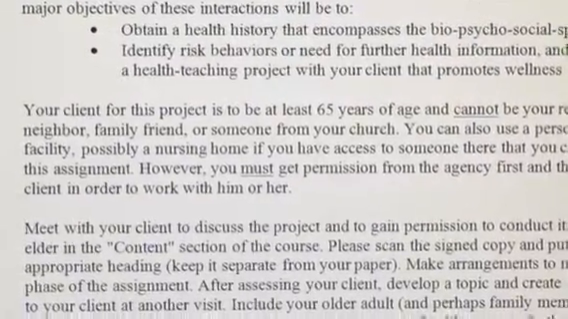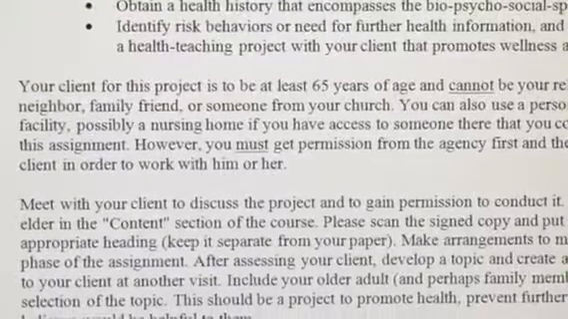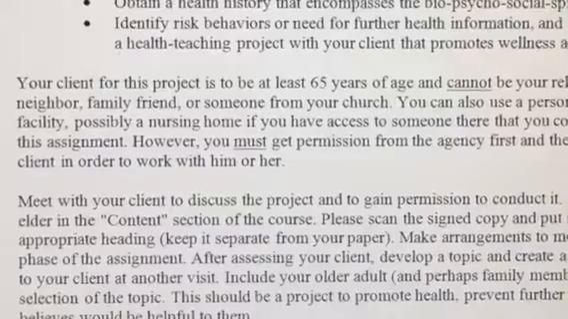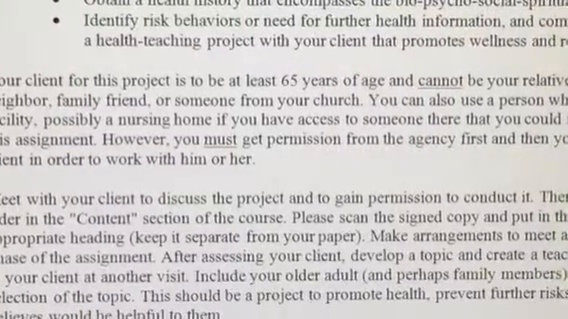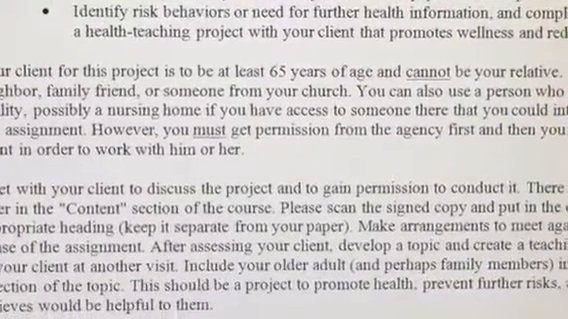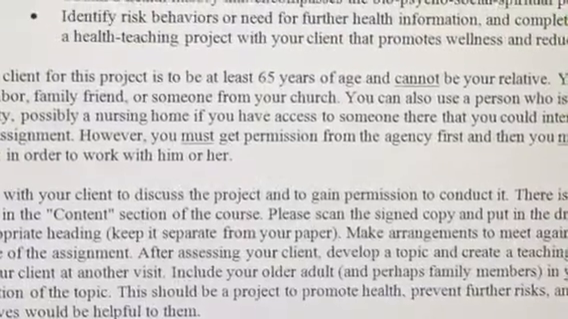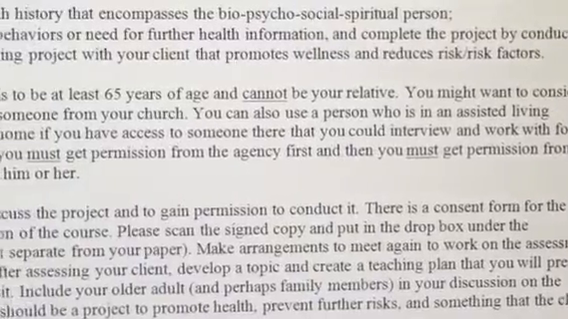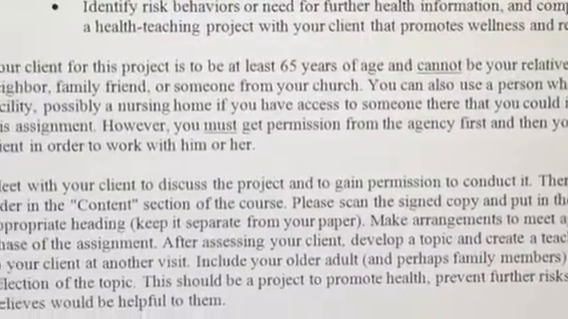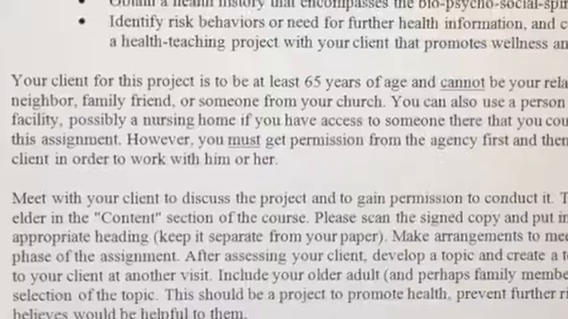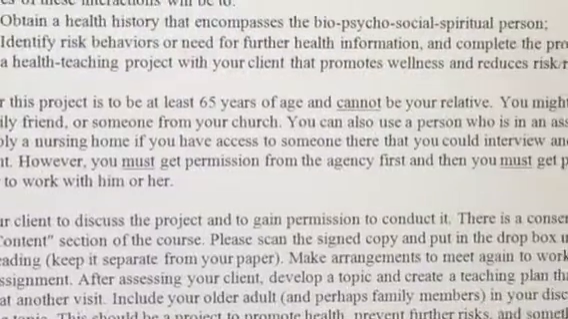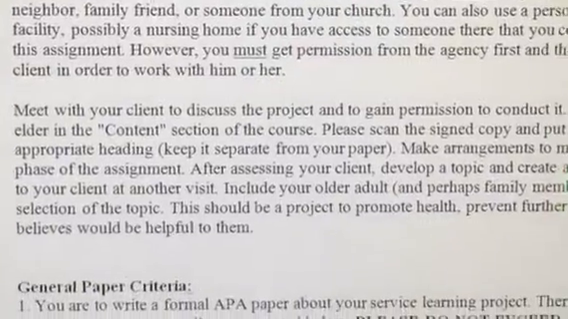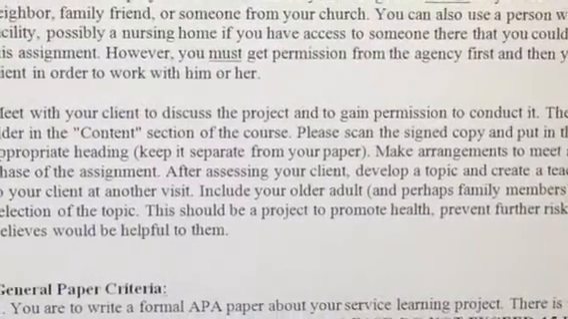This project is designed to work with a well elder, and the idea is to assess and interact with this person and then develop a teaching plan that is compatible with something that they are interested in improving in order to keep them healthy and out of the hospital. So the person needs to be at least 65 years of age, cannot be your relative, and hopefully not in a facility of any sort.